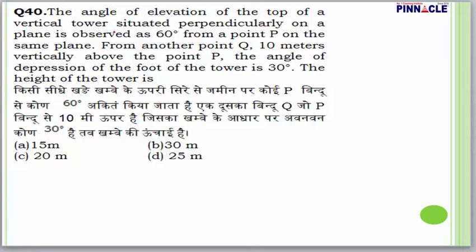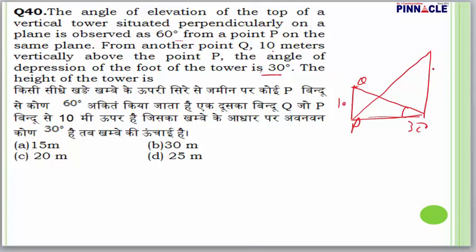Question number 40. The angle of elevation of the top of a vertical tower situated perpendicularly on a plane is observed as 60 degrees. This is 60 degrees. From a point P on the same plane, from another point Q, which is 10 meter vertically above the point P, that is Q, the angle of depression of the foot of the tower is 30 degrees. This is 30 degree. The height of the tower, what would be the value of H?